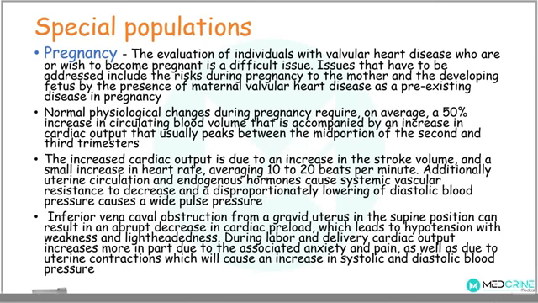An inferior vena cava obstruction from a gravid uterus in the supine position can result in an abrupt decrease in cardiac preload, which leads to hypotension with weakness and lightheadedness. During labor and delivery, cardiac output increases in part due to associated anxiety and labor pains, as well as due to the uterine contraction, which will cause an increase in systolic and diastolic blood pressure.